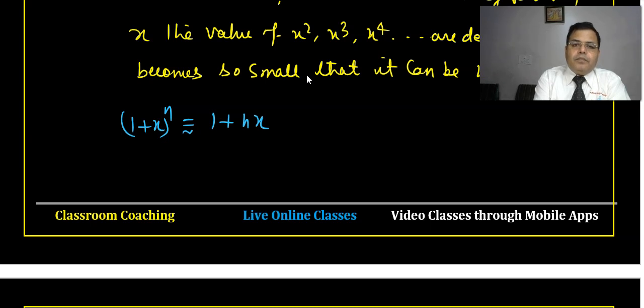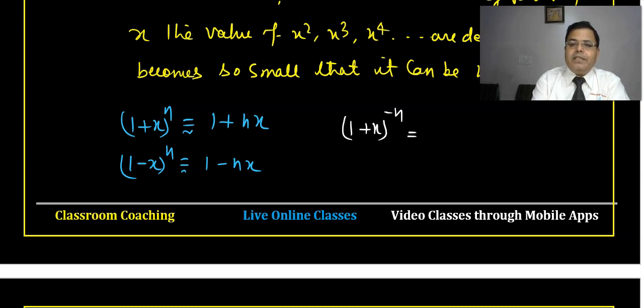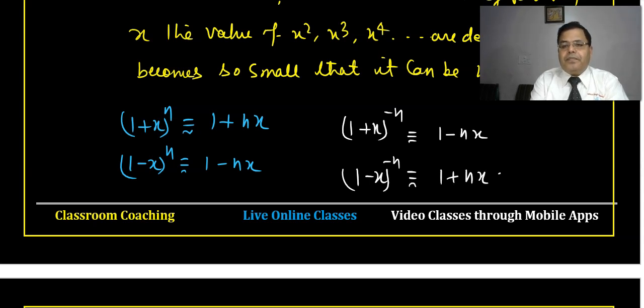Remember this. Similarly, if there is (1 minus x)^n, in place of x we put minus x, so that will be 1 minus nx. And if I write (1 + x)^(minus n), in that case it will be equivalent to 1 minus nx. And (1 minus x)^(minus n) will be equivalent to 1 plus nx. So only if x is very small can this be used. These are some useful tips that you must remember, right?